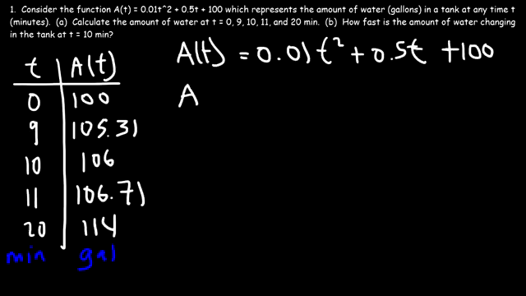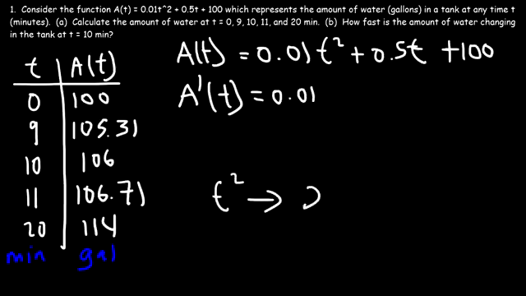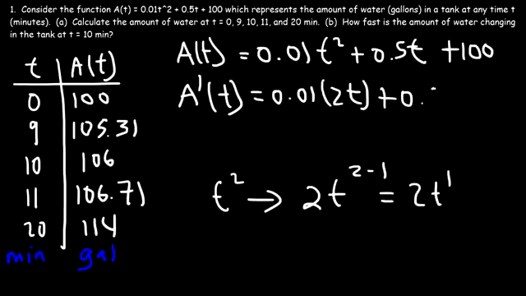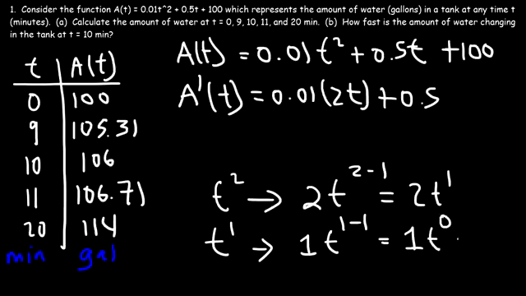So let's begin by finding the first derivative, A prime of t. What is the derivative of t squared? Using the power rule, it's going to be 2t to the 2 minus 1, which is 2t to the first power, or simply 2t. Now what is the derivative of t, or t to the first power? It's going to be 1t raised to the 1 minus 1, which is 1t to the 0. Anything raised to the 0 power is 1. So this is going to be 0.5 times 1.